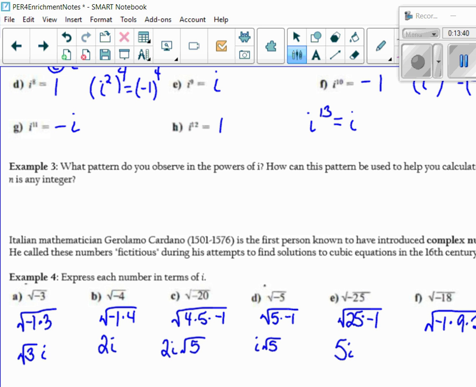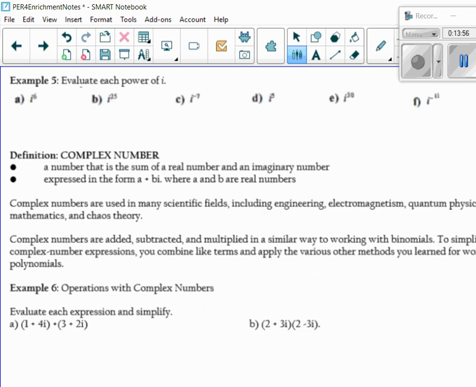Okay, so can anybody think of what can be taken out here? The 9 can be taken out and it becomes a 3. The negative 1 can be taken out and it becomes an i. And then we leave the square root of 2 in there. Crazy, hey? Okay.